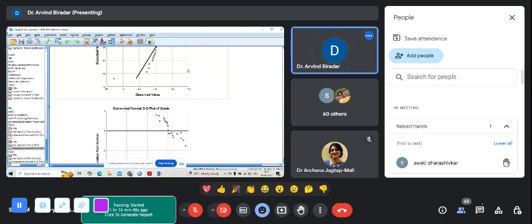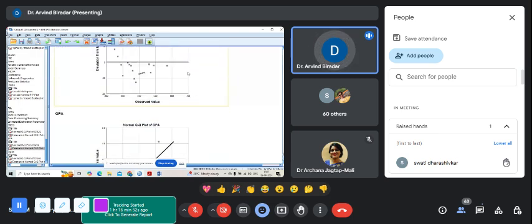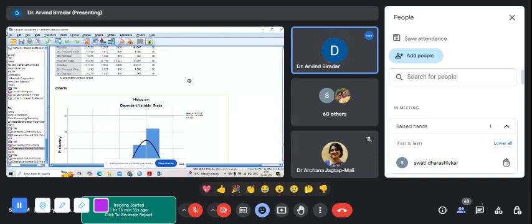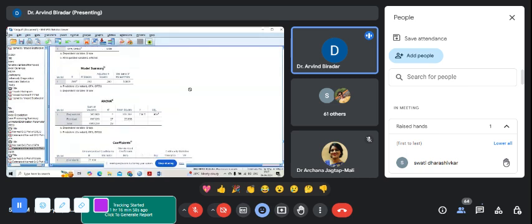And for multiple regression, the first table that comes is the model summary. In the model summary, you take into consideration the R square value. How the values change in the dependent variable, what percentage? If the independent variable changes by 1 unit, then how much percentage in the dependent variable? That you can check from R square.